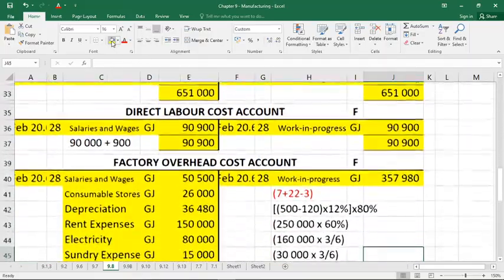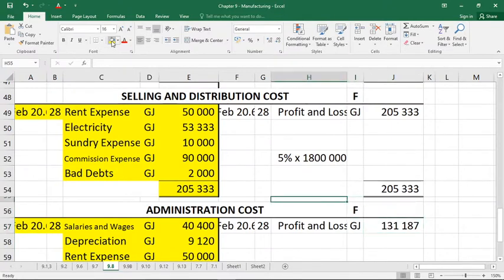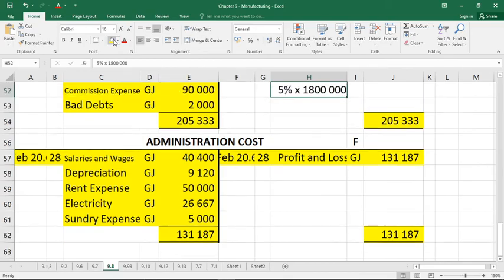Okay. Factory overheads we've dealt with. Selling and distribution, we just need to close it off now. So if the debit side is totally finished, we are going to close off this 205,333 to where? Because it's like a general expense, we are going to close it off to profit and loss. Okay, so profit and loss gets closed off there, as well as administration also gets closed off to profit and loss. It's like our normal expenses in our operating expenses of the income statement.